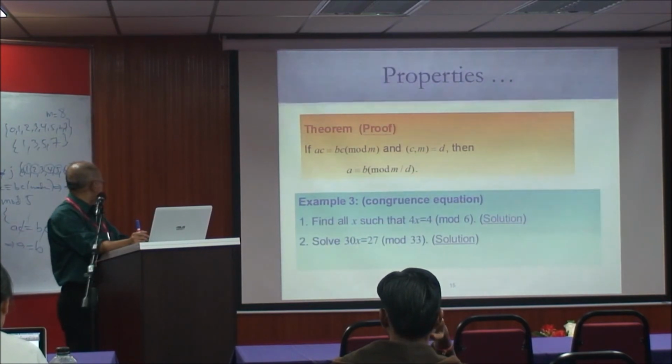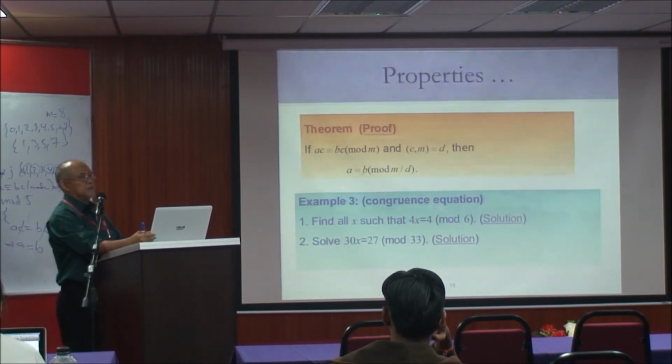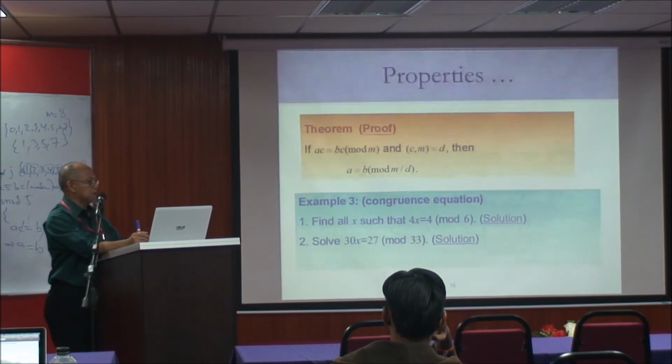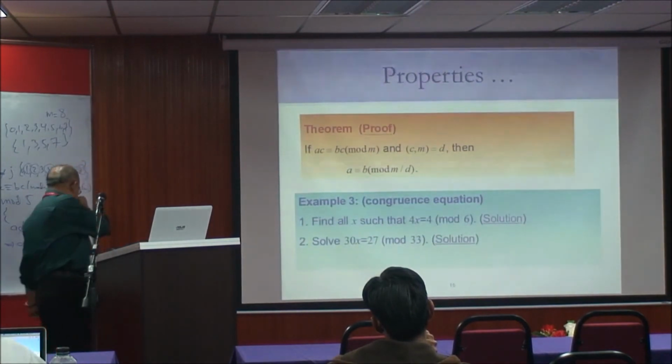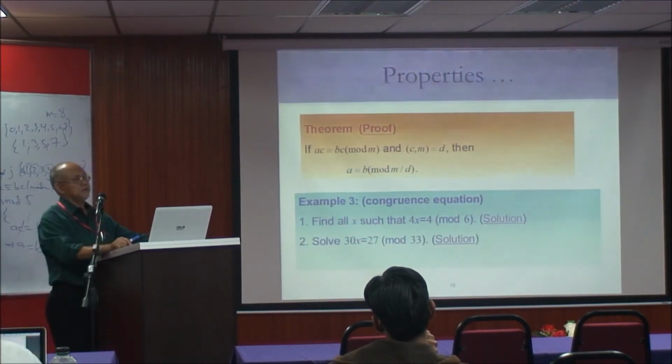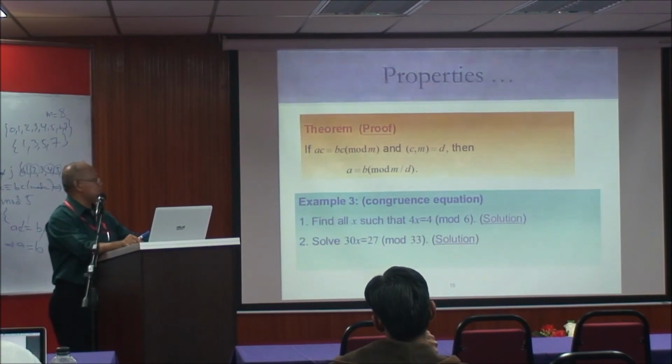The same thing can be done here, which is 30x congruent to 27 mod 33. The GCD of 30 and 33 is equal to 3, so we can cancel out 3 from each of these. And we have a new equation; if we solve that equation, we can get the solution for the original equation. Okay. Any question on congruence equation?